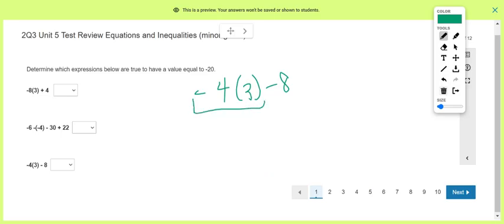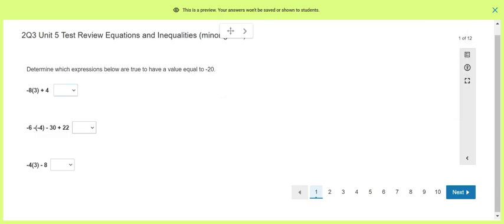so looks like we have multiplication here. We're going to multiply 4 times 3, which is 12. And a negative times a number will stay negative. And negative 12 minus 8, you're getting more negative. You're taking away 8, so you're going to end up at negative 20. So those expressions, this one is true, it equals negative 20. This one equals negative 10, and this one equals negative 20.